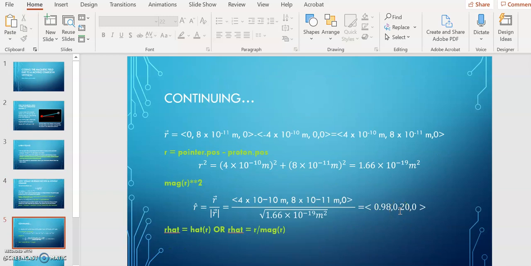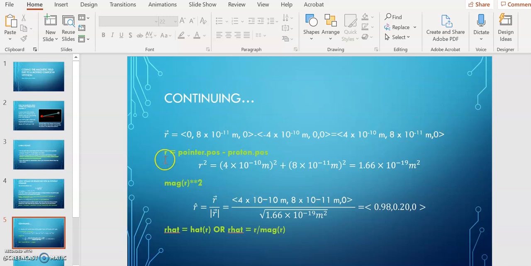Now, continuing, what you do is you calculate your displacement vector, which is the observation position vector minus the position vector for your proton. That would be done as shown here analytically, where you subtract those two vectors, and what you end up with is 4 times 10 to the minus 10 meters, 8 times 10 to the minus 11 meters, 0 for the position vector. So that points in the plus x and the plus y, right?